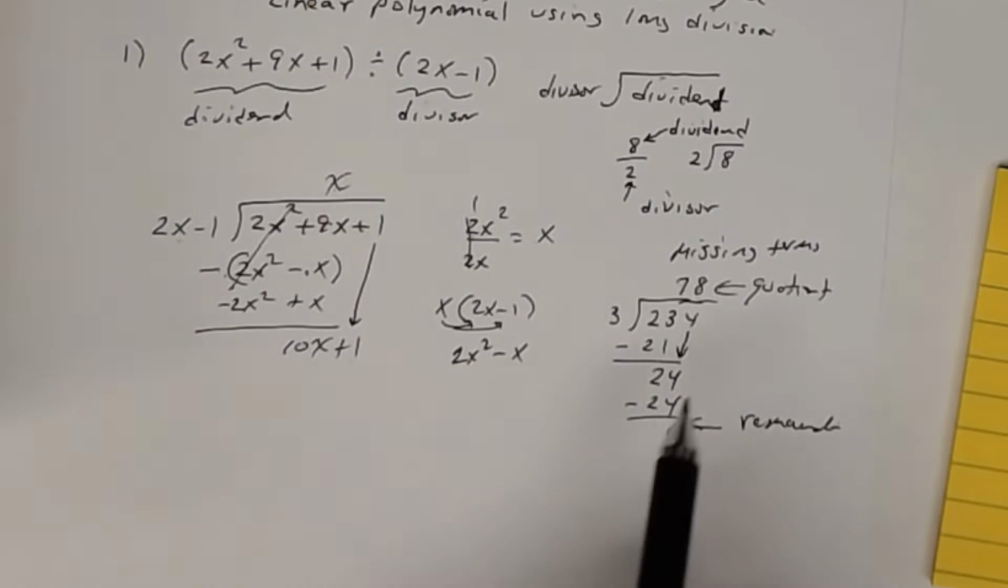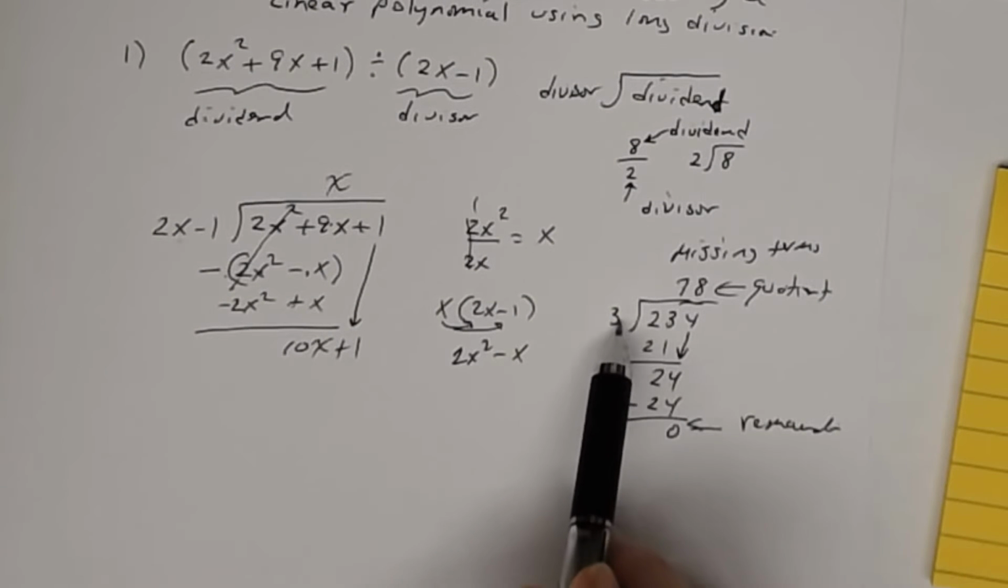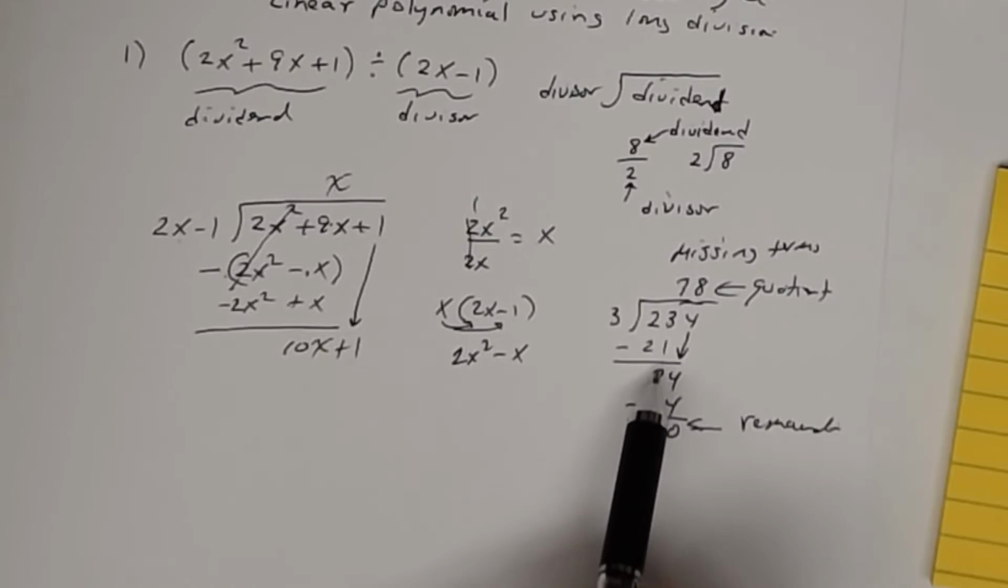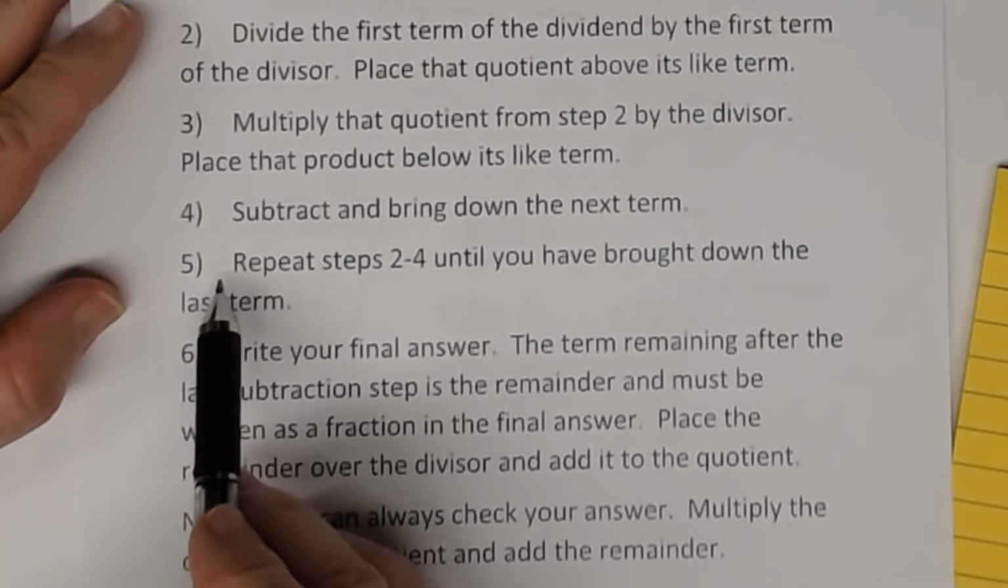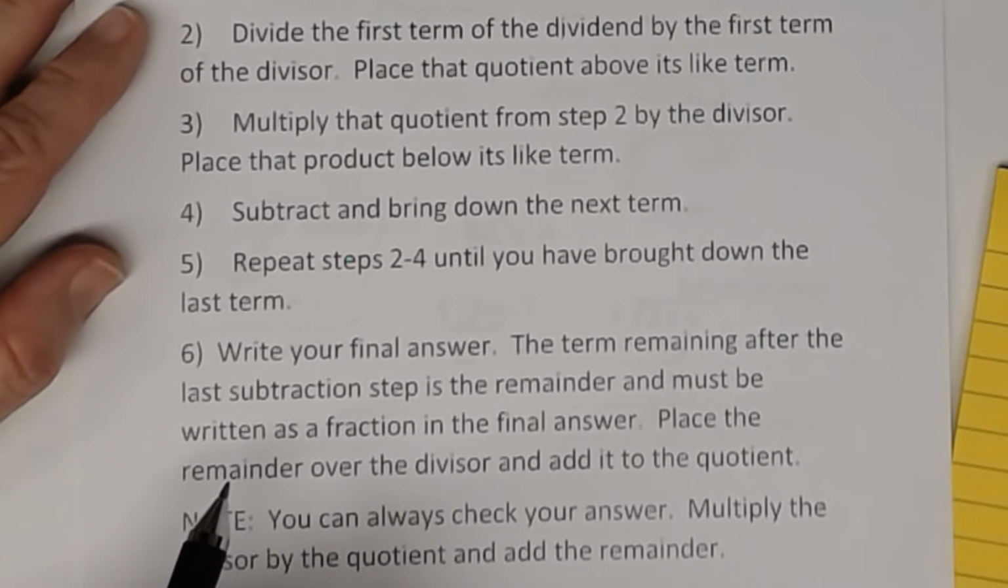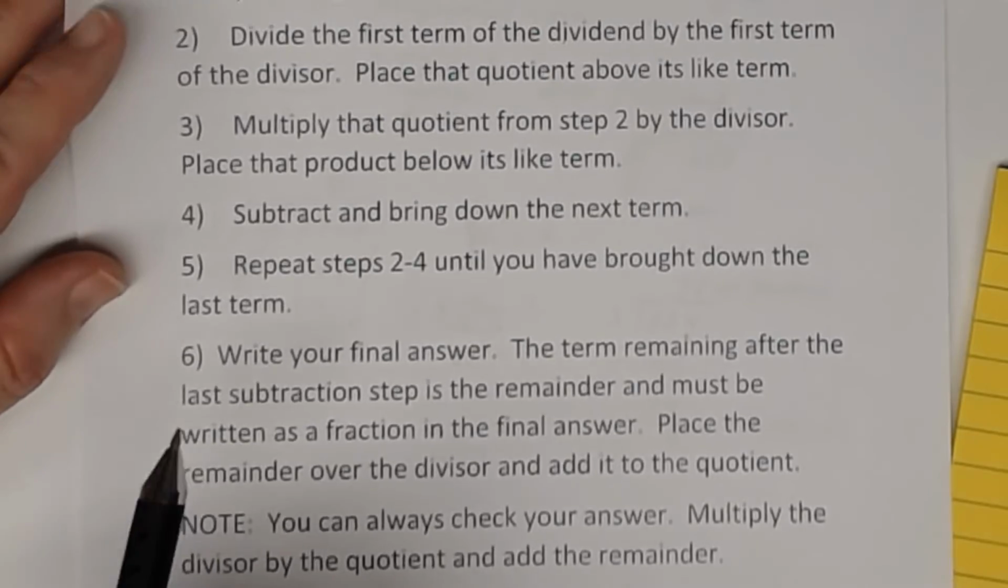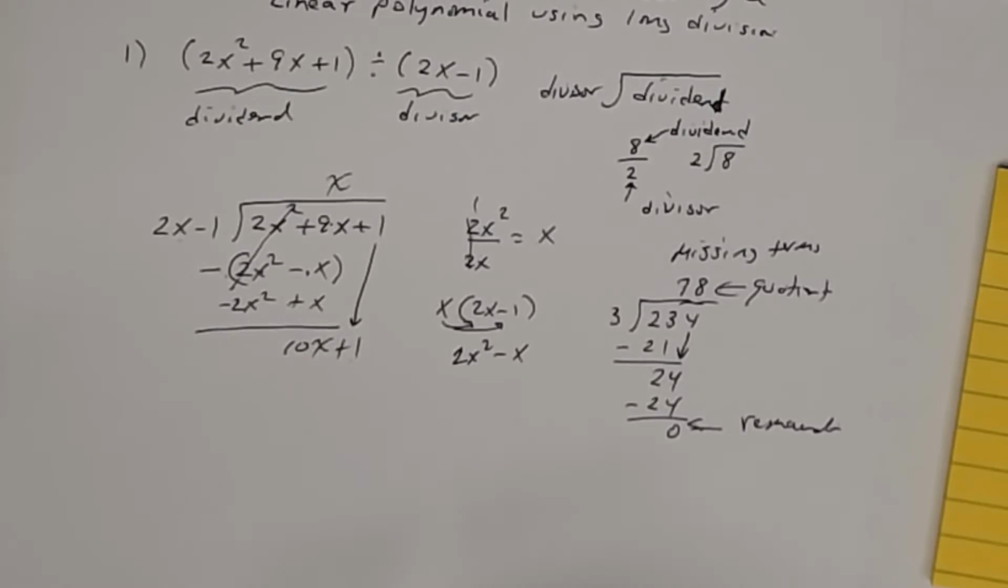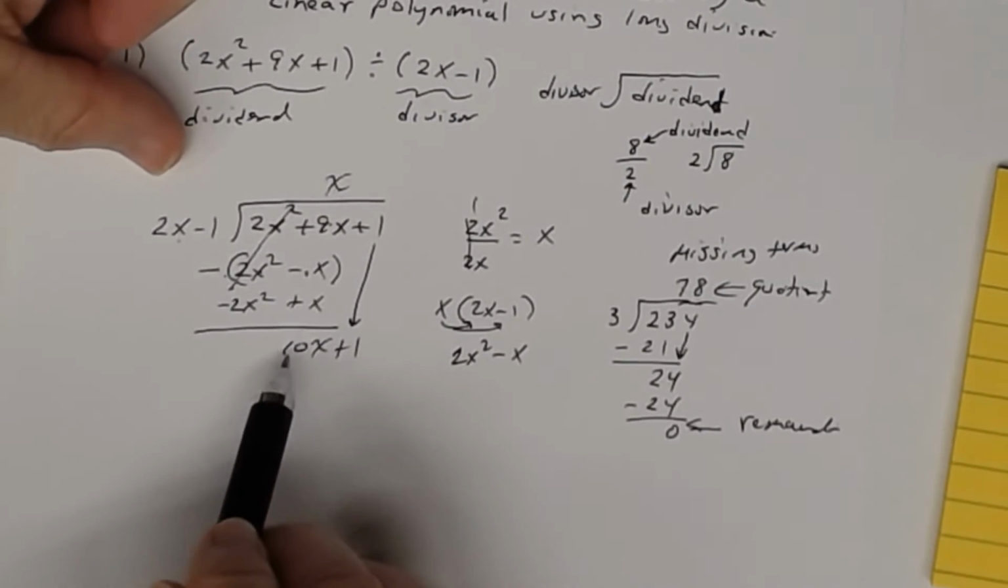All right, so now remember when we got this 24 right here, we did the process all over again, right? 3 into 24 is 8. So that is what step 5 is saying. Step 5 is saying repeat steps 2 through 4 until you have brought down the last term. So let's go ahead and do step 5. All right, so then we go through the process again.